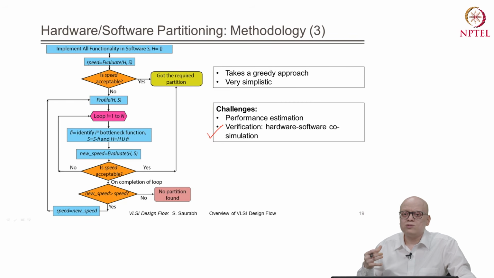So various approaches are taken to deal with this problem. For example, what is known as hardware software co-simulation, in which we assume some model of the hardware, or a timing model for the hardware, and using that timing model and the existing software, we try to simulate it and get a fair idea of whether the system will work even when these two things are implemented together, or combined together.